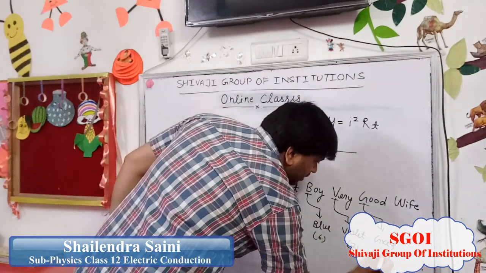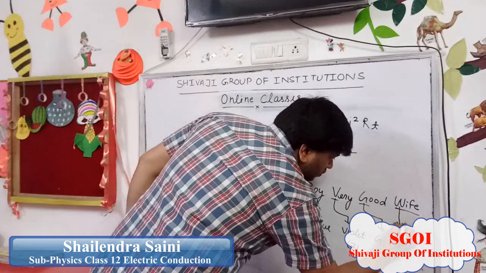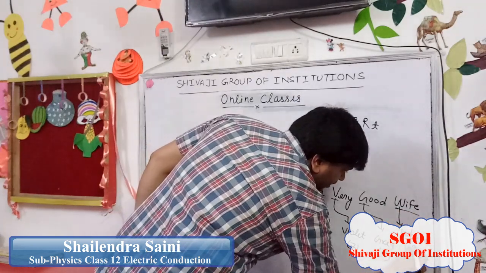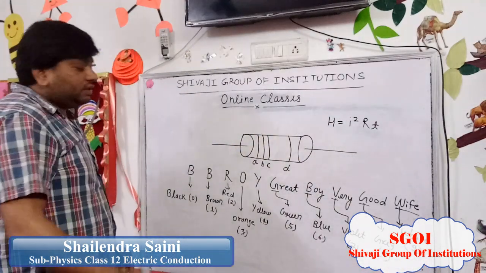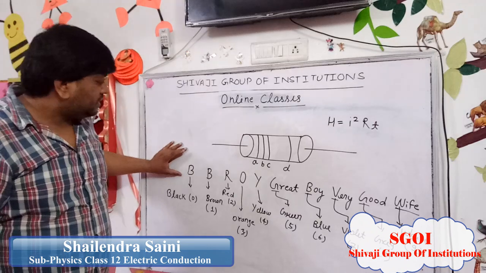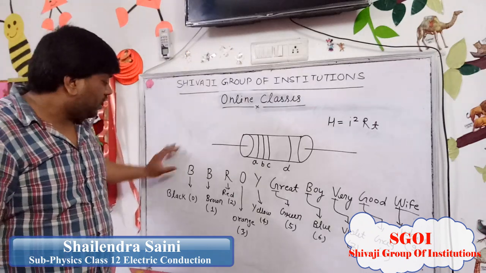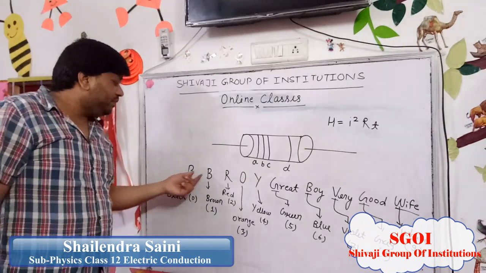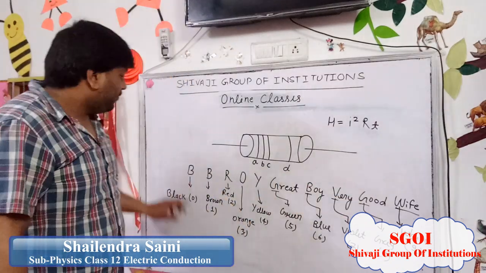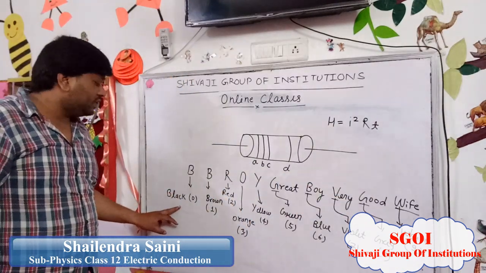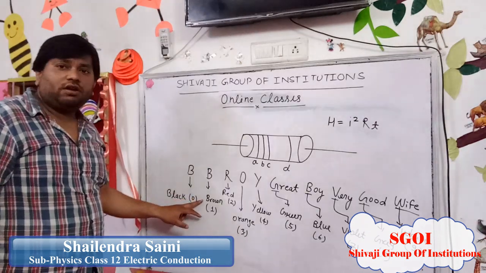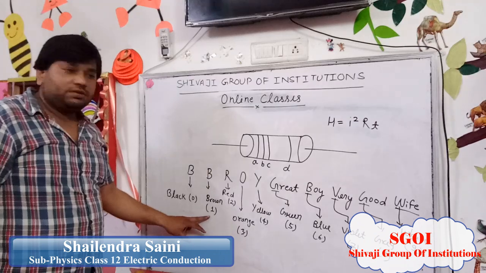This one is 8 and we can say W, and this color is white, and here we can write letter 9. So this is a shortcut method to learn all the colors. What is this? BB Roy, great boy, very good wife. The first B stands for black and the significant digit is 0.